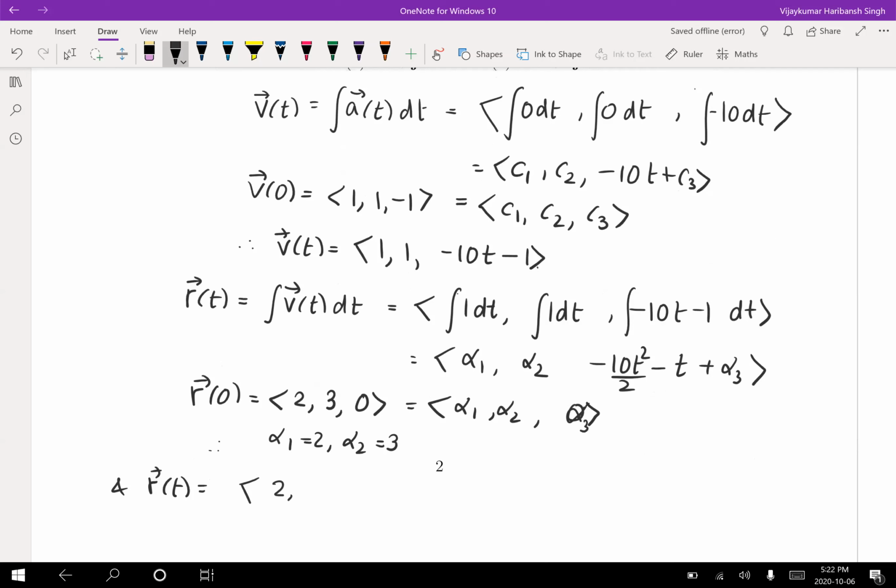Oops, my bad. Here the integration should be t plus alpha 1. Integration of 1 is t, so t plus alpha 2. However, the whole thing works out the same way. So we have t plus 2, we have t plus 3, we have minus 5t squared minus t plus alpha 3, which is 0. So you don't need that. Alpha 3 is 0.